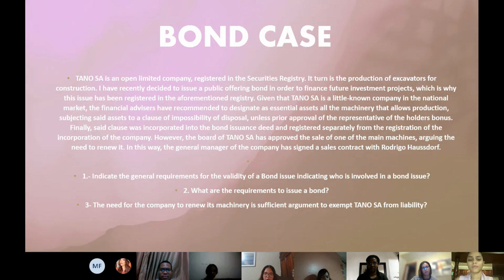In this way, the general manager of the company has signed a sales contract with Rodrigo Hans Thor. Now, the first question is: indicate the general requirements for the validity of a bond issue, indicating who is involved in a bond issue.